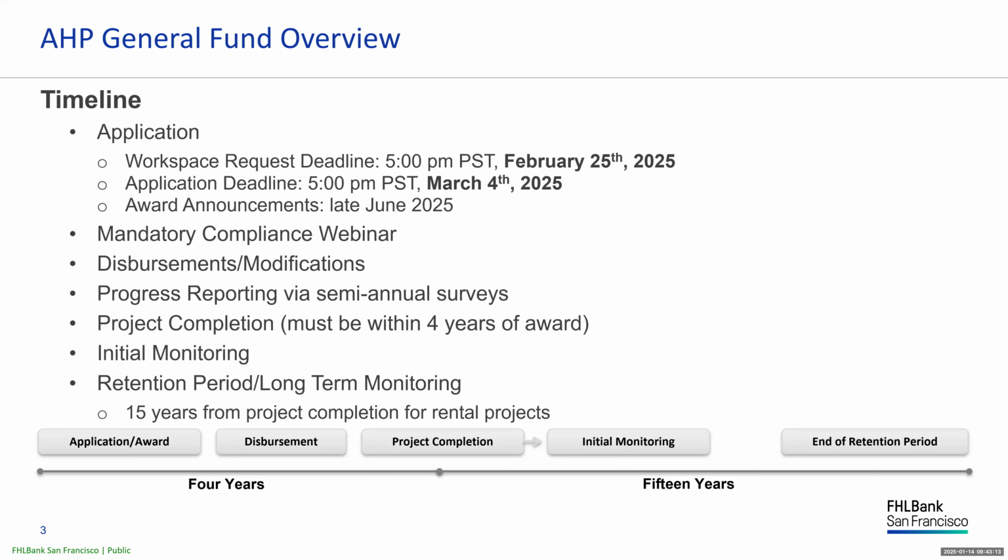Be aware that there is also a critical earlier deadline. Applicants must request a workspace in our secure portal for each project they would like to submit. The deadline for submitting a workspace request is Tuesday, February 25th at 5 p.m. Pacific Standard Time. If you miss this deadline and do not request a workspace by February 25th, you will not be able to apply. The award announcements will be made in late June.